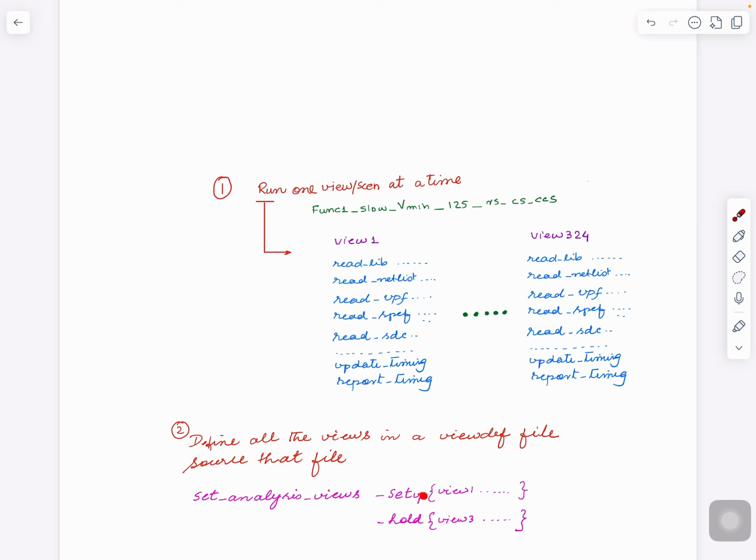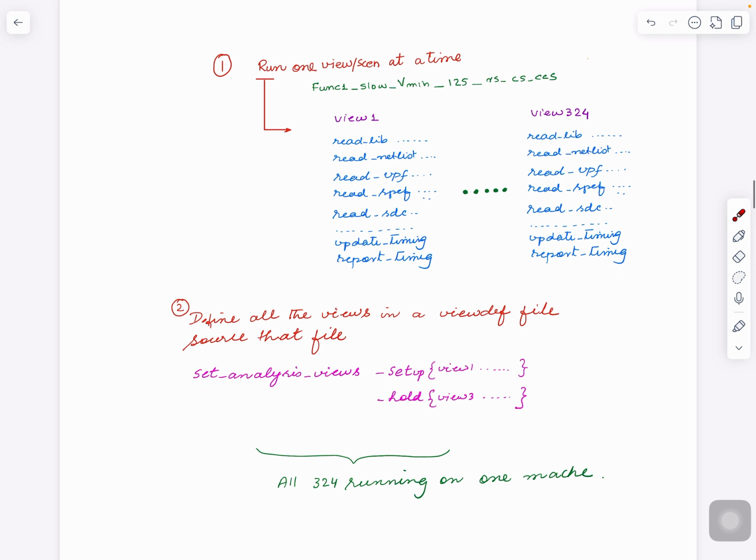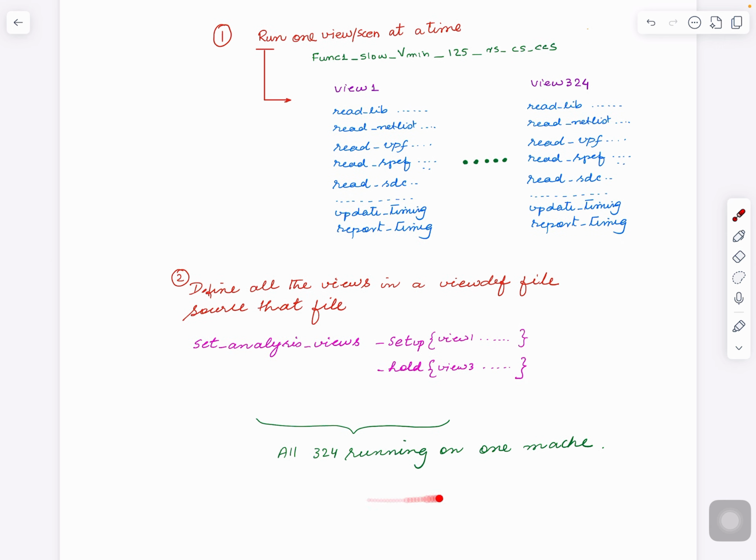You do this, and that way you don't have to create a separate Tcl file every time for each of those 324. You define it once, put all your definitions into what in Tempest you call a view definition file, and source that Tcl file, and that's it. You have all 324 running on one machine. But keep in mind, these 324 are running on one machine.